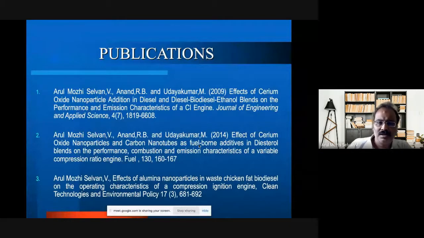Similarly, another work was done on a different nanoparticle. I used aluminum nanoparticles for the same purpose, in waste chicken fat biodiesel, again on the operating characteristics of a CI engine. This was published in Clean Technologies and Environmental Policy. So these are the significant publications related to nano research.